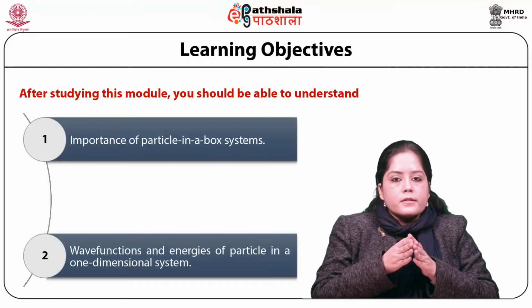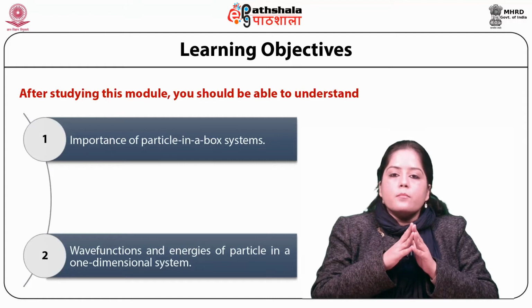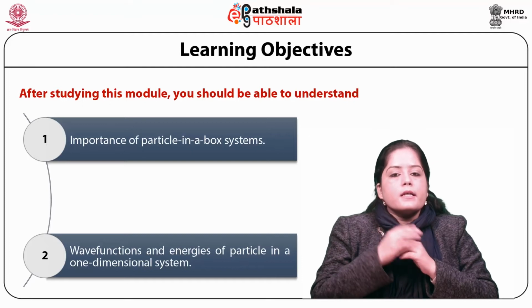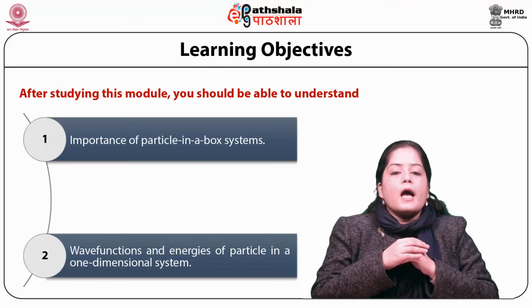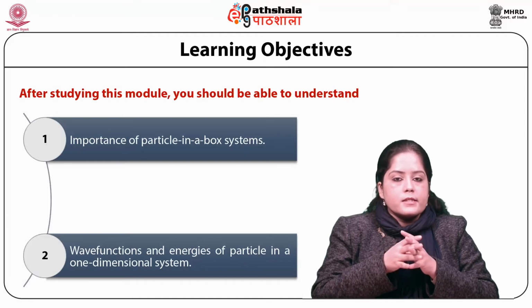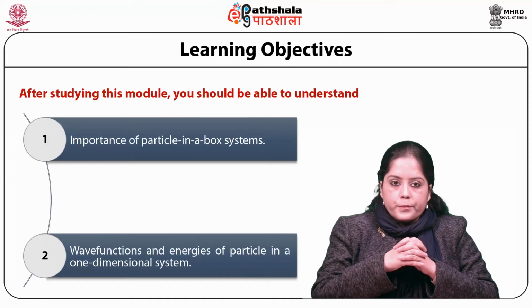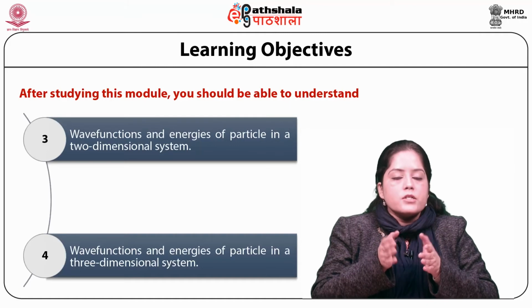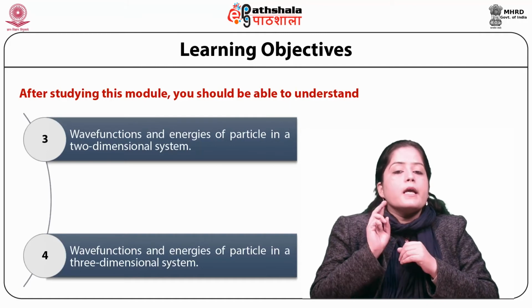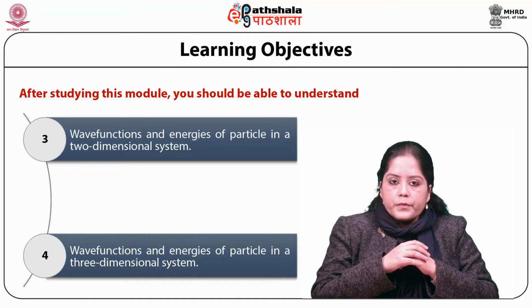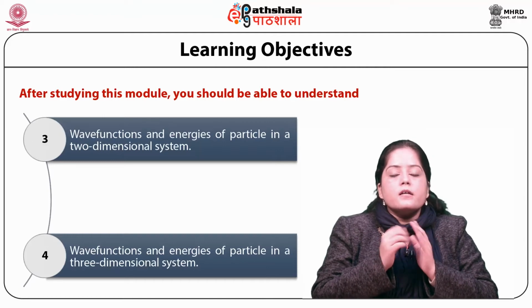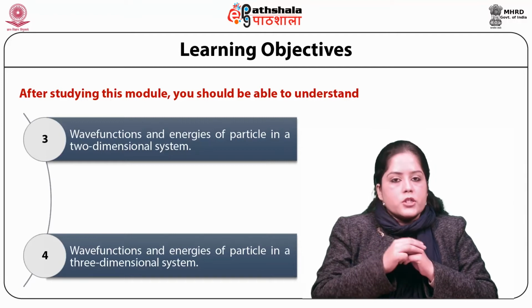First, the importance of the particle in a box system will be discussed. Second, the wave functions and the energies of a particle in a one-dimensional system will be derived. Third, we will derive the wave functions and energies of a particle in a two-dimensional system. Lastly, we will derive the wave functions and energies in a three-dimensional system.